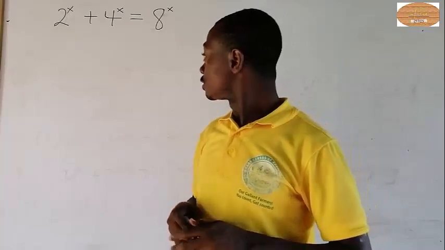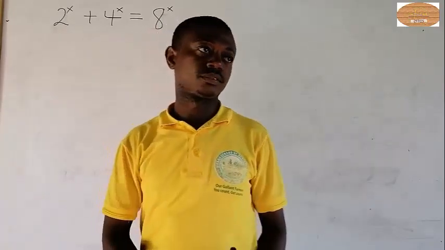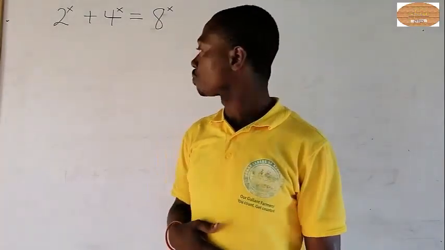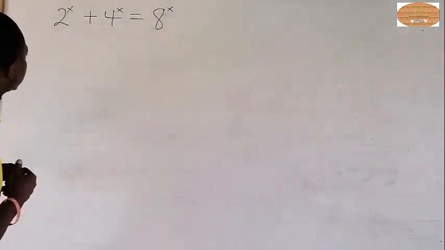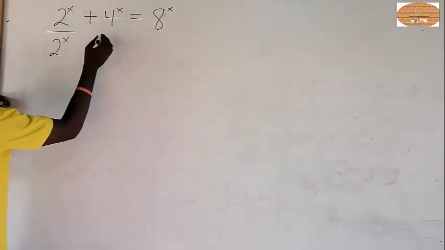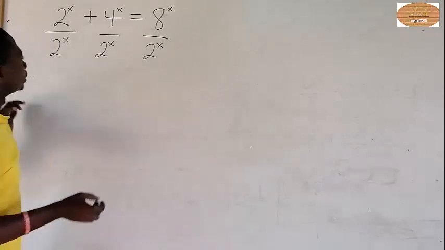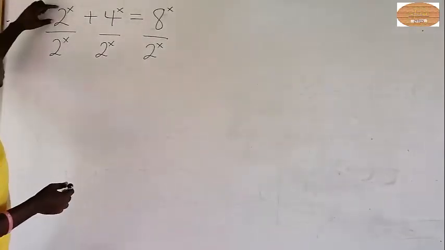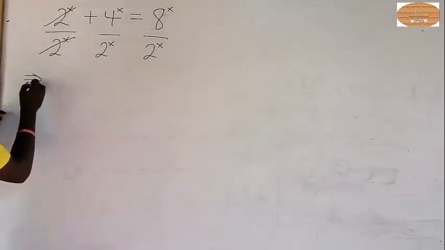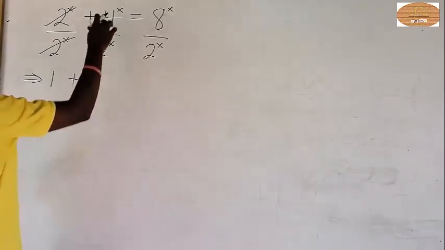Now, to solve this question, first of all, you have to make sure you get rid of the first term. Before you can do that, I have to divide everything by the first term, and that is 2 to the power x. So if I divide 2 to the power x by 2 to the power x, this one is equal to this, so this can cancel out. So in our next step, we are left with 1 here plus this one over this.